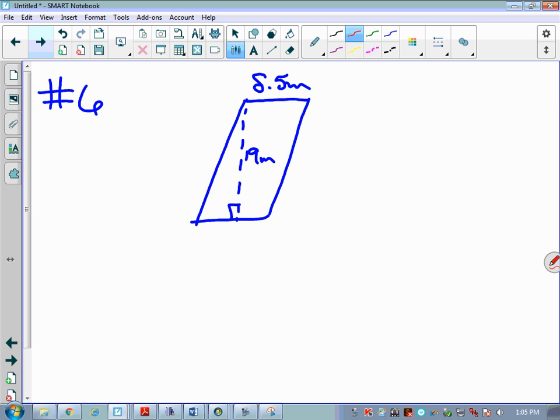All right, base times height. What's my base here? 8.5. What's the height? 19. That's important, because if they gave you something like 17 out there for this line, to throw you off, your height is the true height. It's the perpendicular distance from one base to the other base. So what's 8.5 times 19?